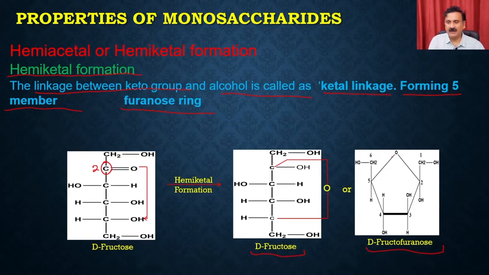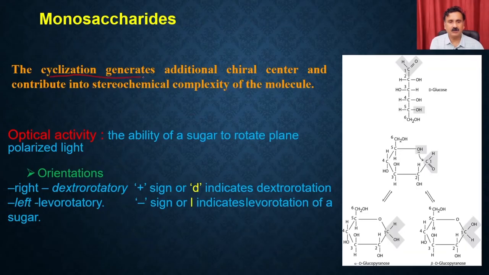In the same way, it shows you the five-membered ring, and it shows you the placement of the different groups either on top of the plane or the bottom of the plane. The cyclization generates additional chiral centers, and that contributes to the stereochemical complexity of the molecule.